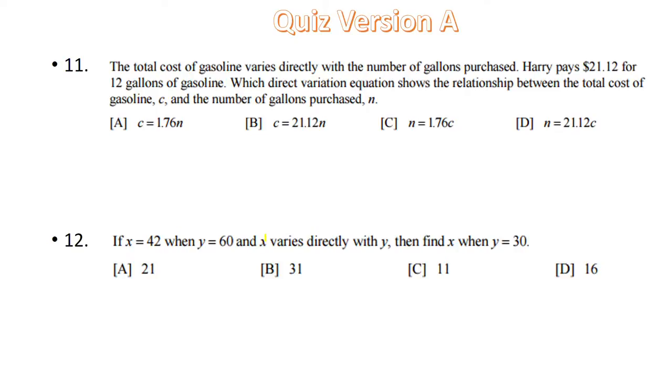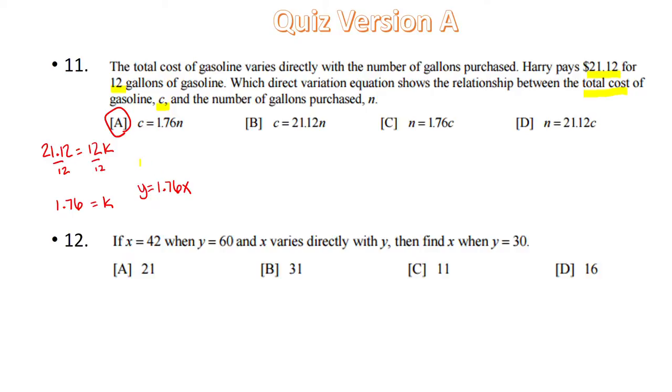All right, number 11. Number 11, you're doing a direct variation equation, so you're thinking y equals kx. You're plugging in 21.12 for your y and 12 in for your x. To solve for k, you divide both sides by 12, which is 1.76. Then you pick your equation that has 1.76, but it has your variables in the correct spot. So since total cost is your y, and that is your c, that is where you want c on the left-hand side of the equation, and your answer is A.